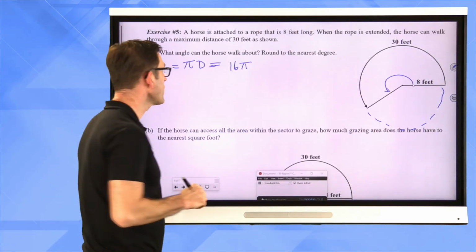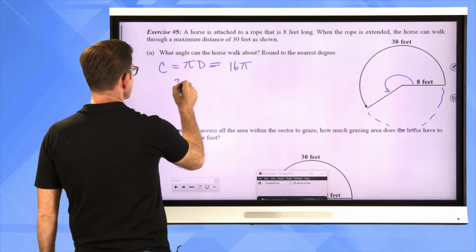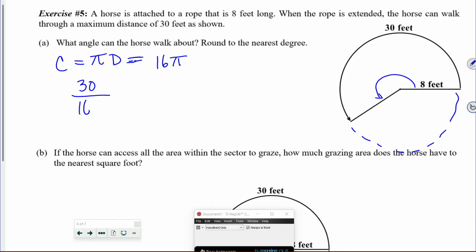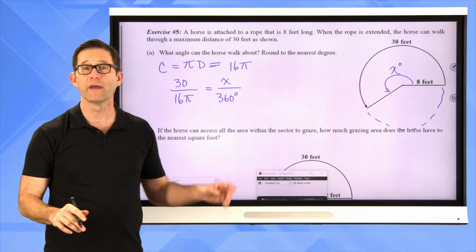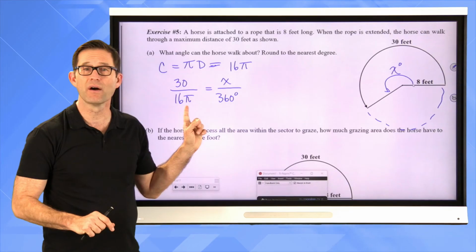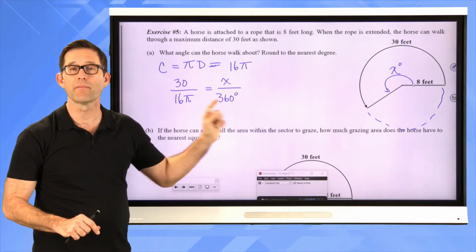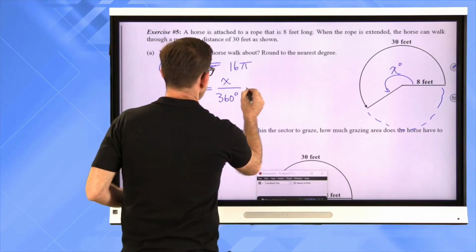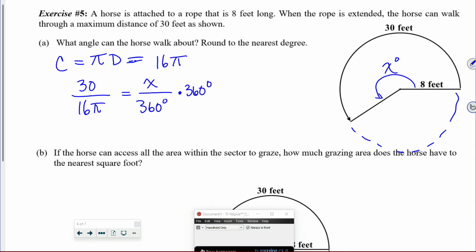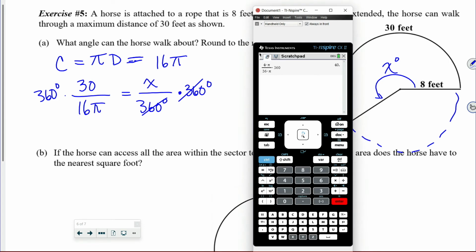Now what I can do is say my arc length, which is 30 feet, divided by my circumference, which is 16 pi feet, is equal to my angle, which I'll call x degrees, divided by 360 degrees. My arc length divided by my circumference is equal to my angle divided by 360 degrees. Just like before, I'm going to multiply both sides by 360 degrees. This is where it's very handy to have your calculator because this is not a very nice answer.